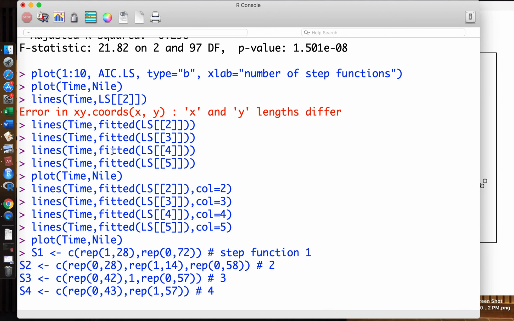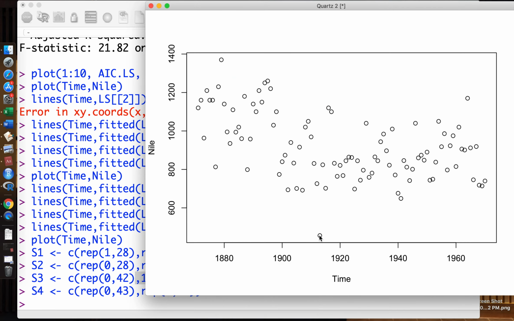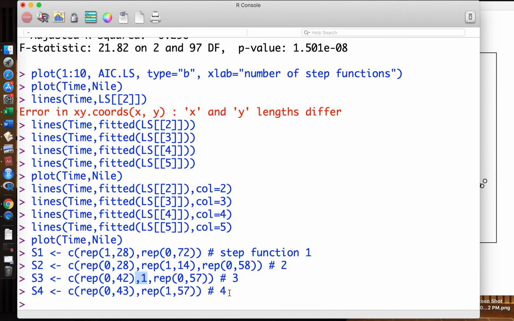actually the four functions are here. So first function is the first 28 observations. So this is first step function. So 28 ones and the 72 zeros. And the second step function is actually the next 14 observations. So 29th to 42nd observations. And the third step function is just one for this outlier. And the last step function is the other observations, so the last 57 years.